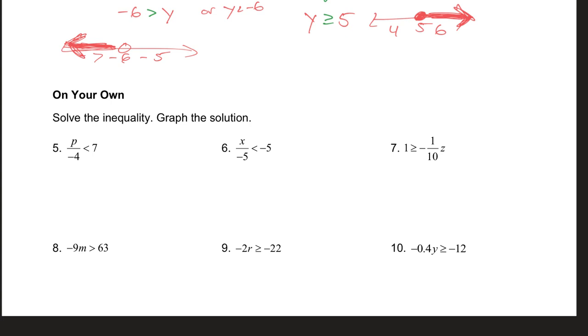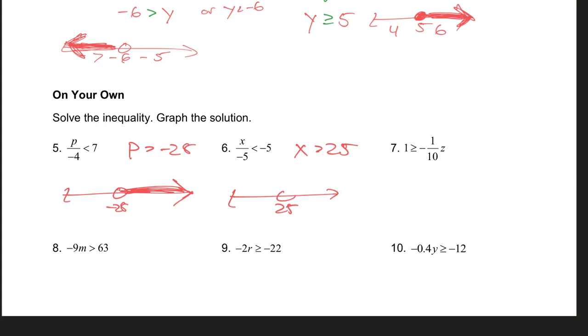Welcome back. Number 5 is p greater than negative 28. I'm going to do a really cheesy number line here. Negative 28, when you have that, would be an open circle shaded to the right. Number 6, when you solve, you get x greater than positive 25. So your 25 will have an open circle and you're shaded to the right, and your number line will have more numbers.